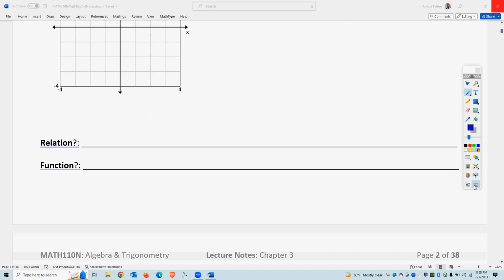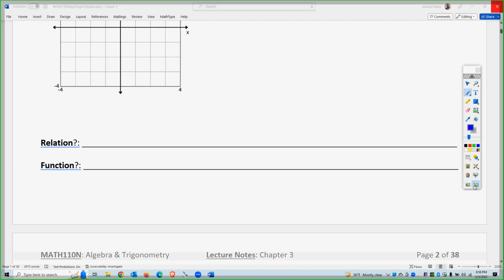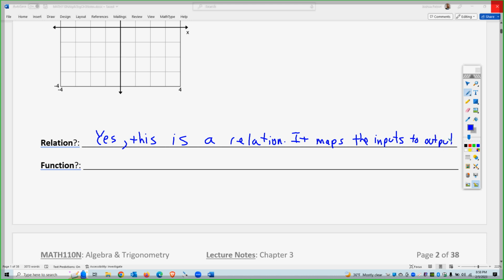So essentially, what do we have? Relation, function, question mark. Yes, this is a relation. It maps the inputs to outputs. And we showed that various different ways, whether it's graphs, tables, or actual maps or coordinates.